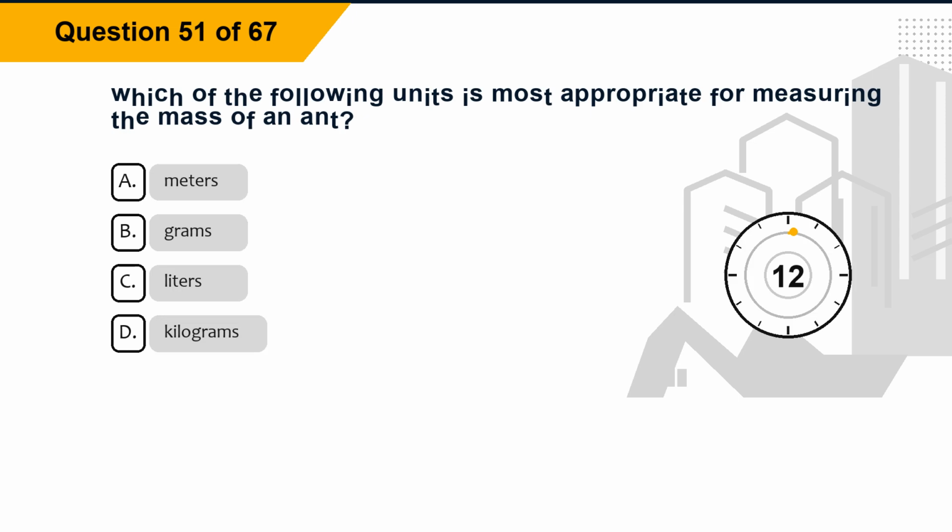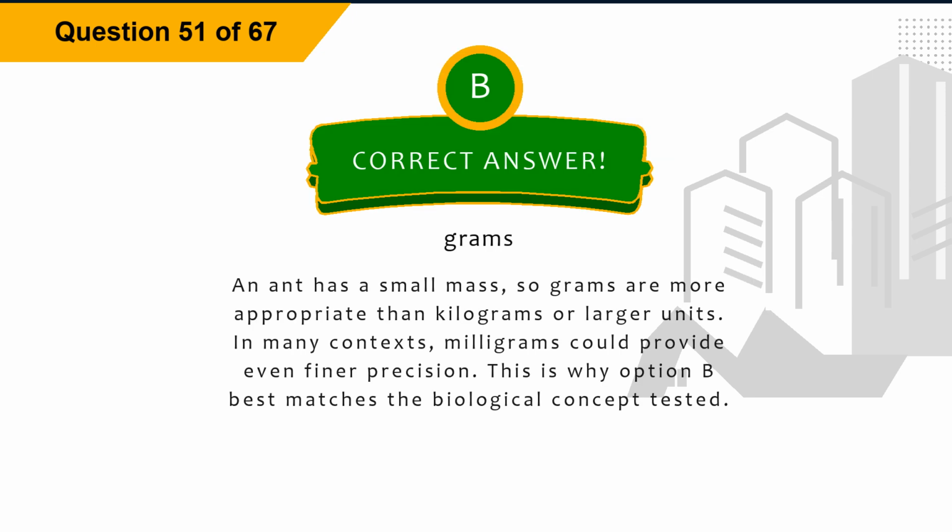Question 51. Which of the following units is most appropriate for measuring the mass of an ant? Option A, meters. Option B, grams. Option C, liters. Option D, kilograms. The correct answer is option B, grams. Explanation. An ant has a small mass, so grams are more appropriate than kilograms or larger units. In many contexts, milligrams could provide even finer precision. This is why option B best matches the biological concept tested.